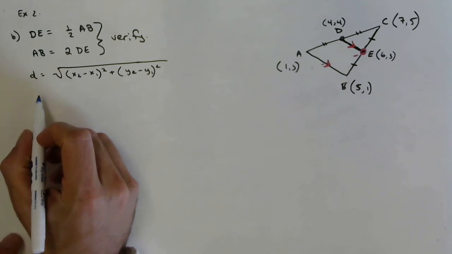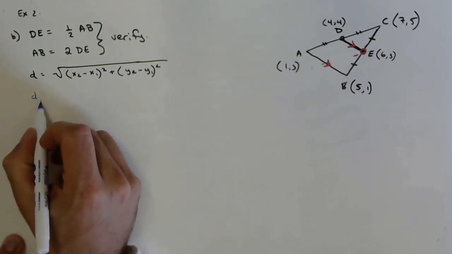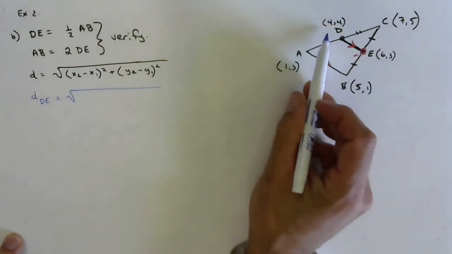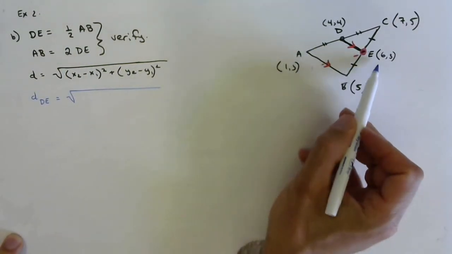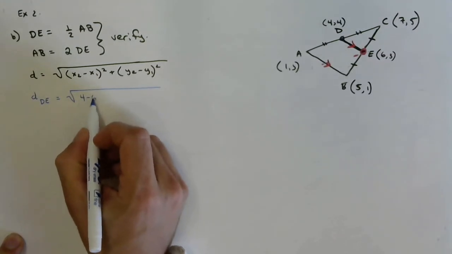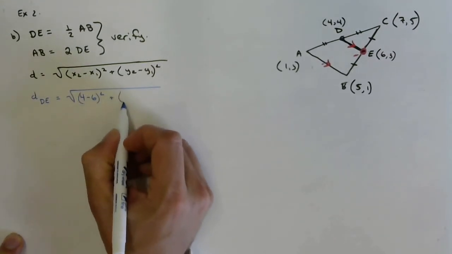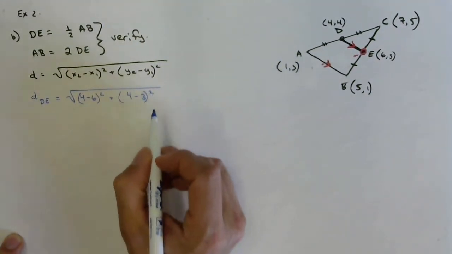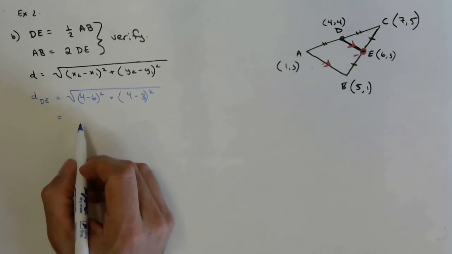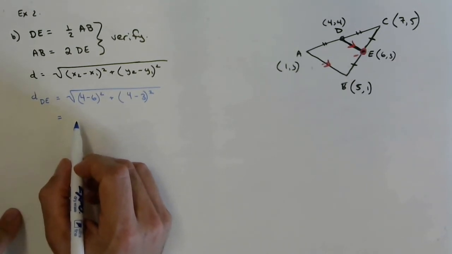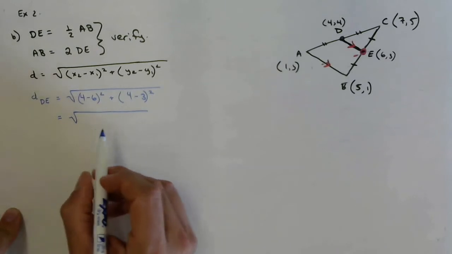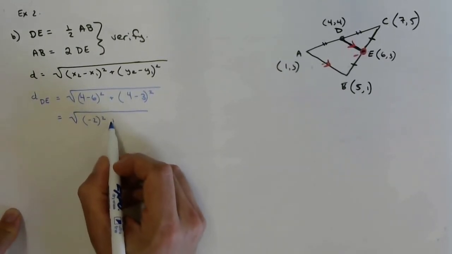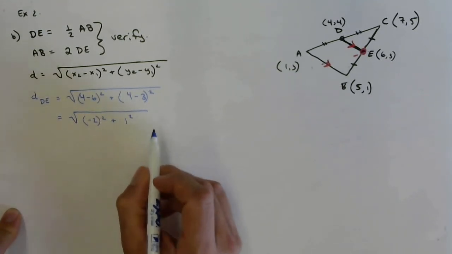Okay, so let's do that. Distance for DE. For DE, here's my points. My x's are 4 and 6, so I've got 4 minus 6. And my y's are 4 and 3. I've got 4 minus 3. Being consistent with which point is x1, y1, and which point is x2, y2. Then under the radical, negative 2 squared plus 1 squared.